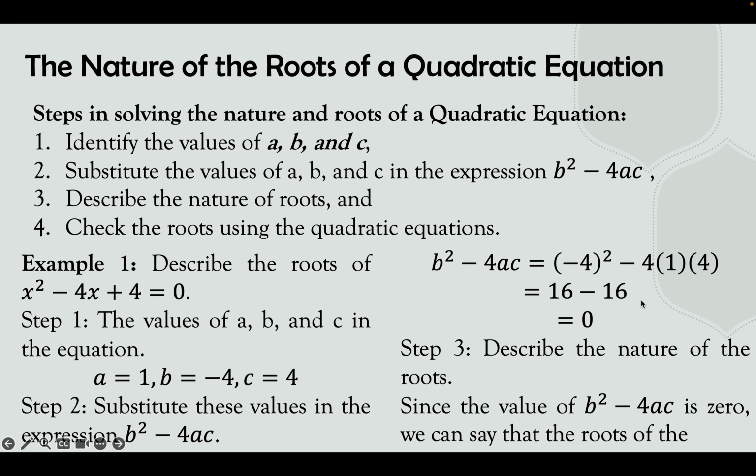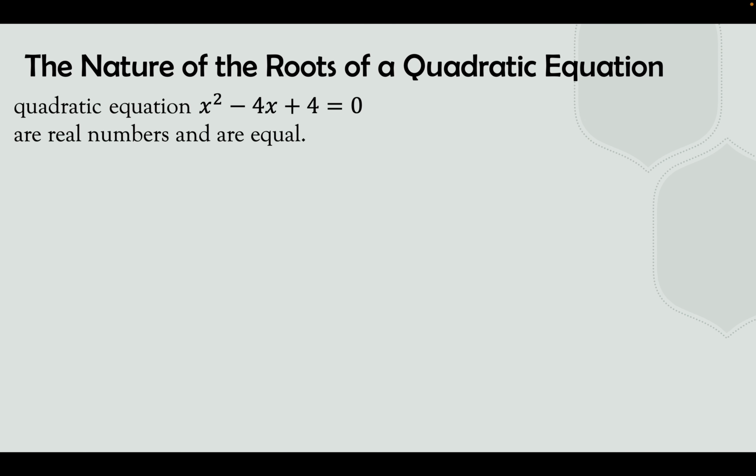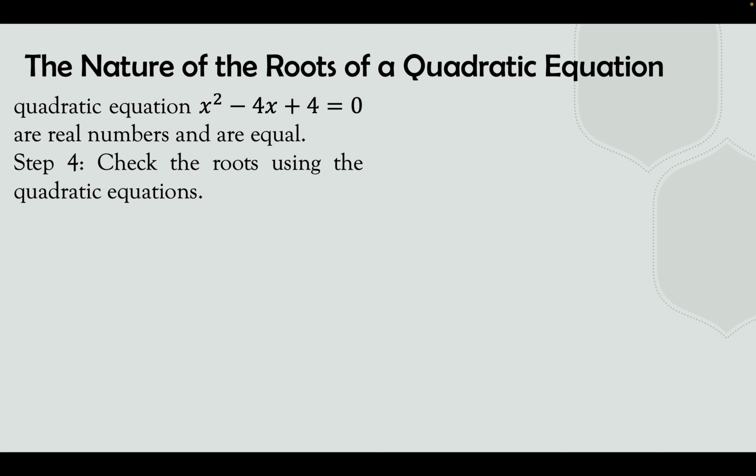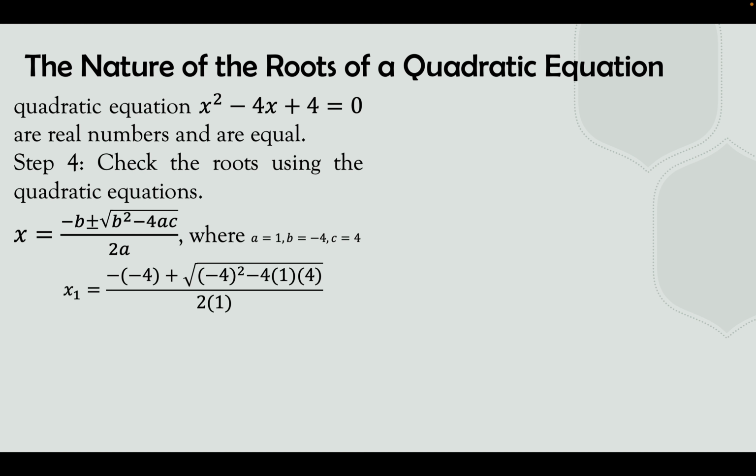That means since the value of b squared minus 4ac is 0, we can say that the roots of the quadratic equation are real numbers and are equal. To check if the roots are real and are equal, we will use the quadratic formula. So substitute our values of a, b, and c. So we have negative negative 4 plus square root of negative 4 squared minus 4 times 1 times 4 over 2 times 1. So simplify this one.